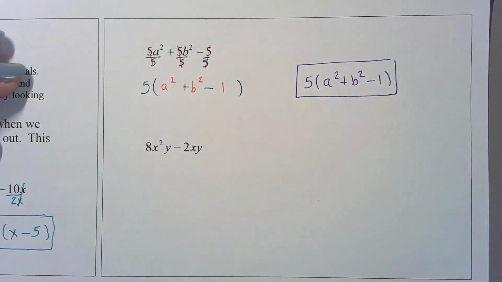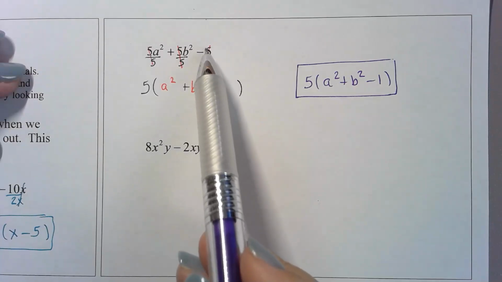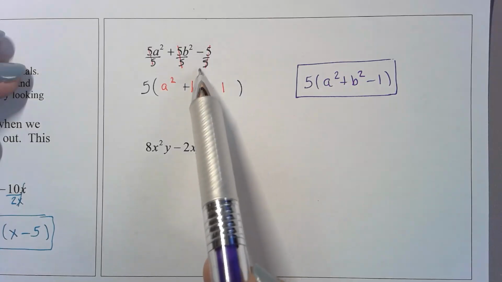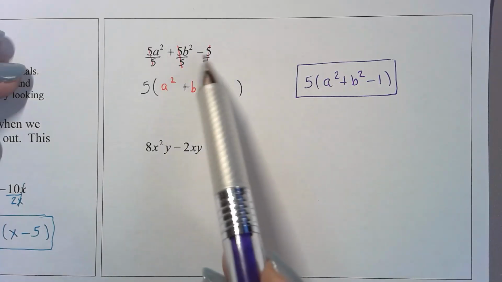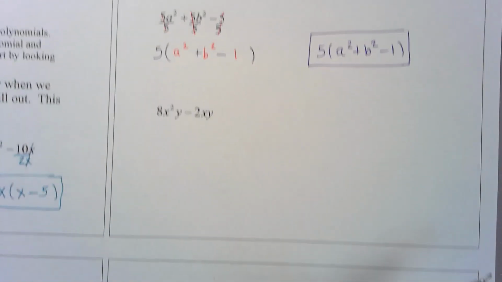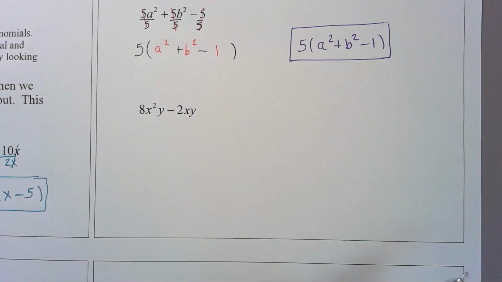One of the most common mistakes I see all the time is for us to just say, oh, 5 divided by 5, and then think it's gone. But it's a 1, right? 5 divided by 5 is 1. So you start with 3 terms. You still need to have 3 terms on the inside. Okay? Let's look at this next one.